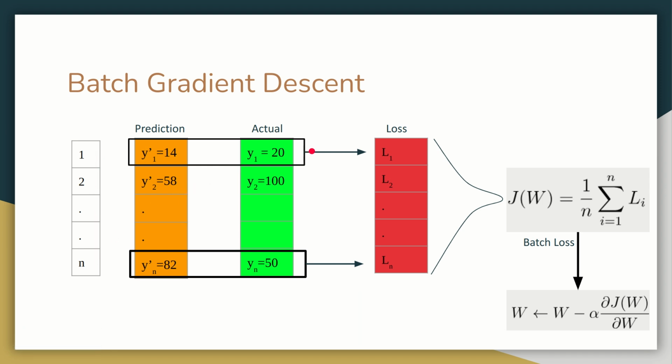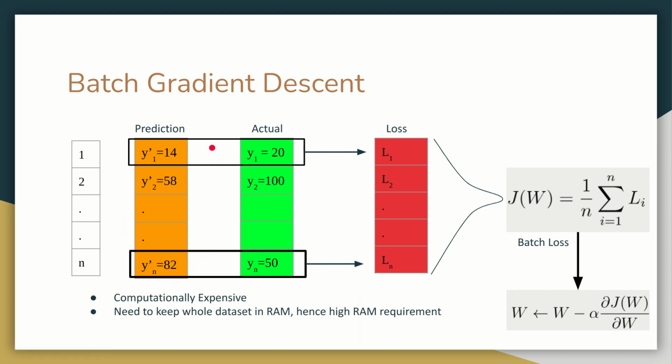What we can do is calculate the loss for each of our data points. For data point 1, the loss will be L1. For data point 2, the loss will be L2. For data point n, the loss will be Ln. And our cost function is nothing else but the mean of the loss that we have calculated, the mean of the loss across the whole data set, L1 to Ln. Once we have calculated our cost function, we can calculate the gradient of our cost function with respect to weights, and then we can update our weights accordingly. So this is batch gradient descent. Why are we calling it batch gradient descent? Because we are calculating the cost function on the whole data set, that is, on the whole batch.